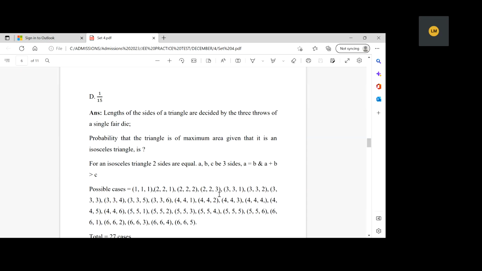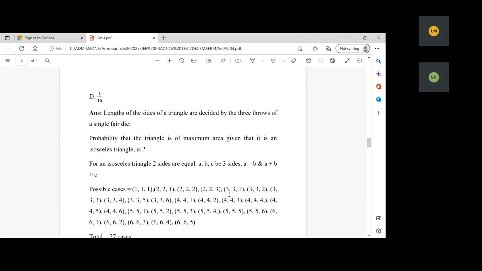So these are the combinations that will happen. The first combination is 1, 1, 1. It will satisfy all these things, right? A equal to B and A plus B is greater than C. The second one is 2, 2, 1. Then what are the other combinations? 2, 2, 2, 2, 2, 3. The 4 will not happen because this will not satisfy. The 4, 5, 6 values will not happen here because they will not satisfy this criteria.